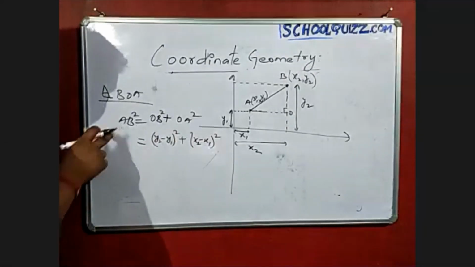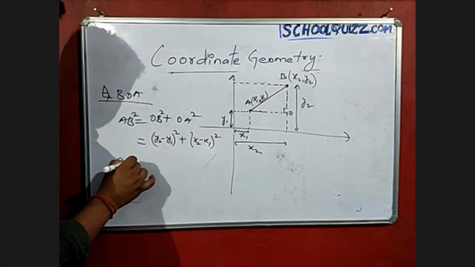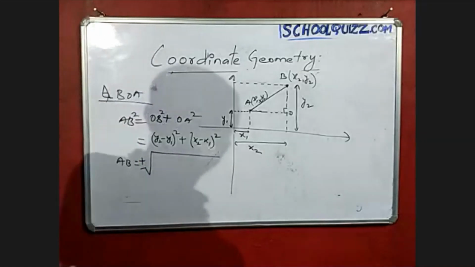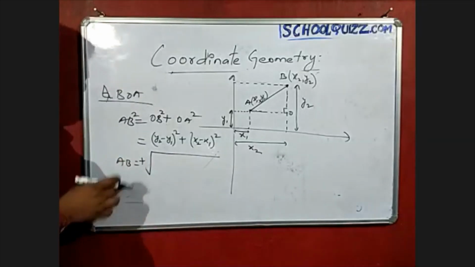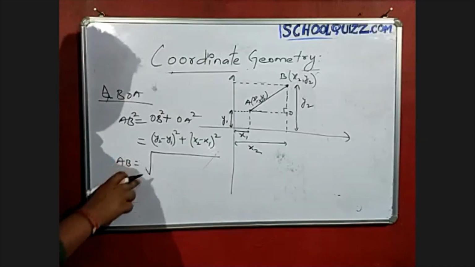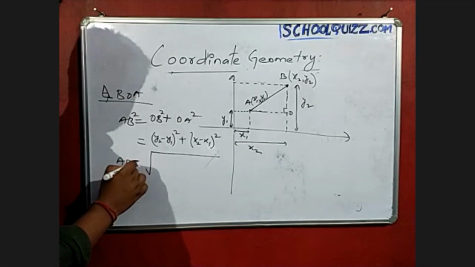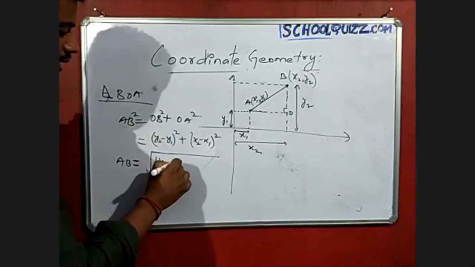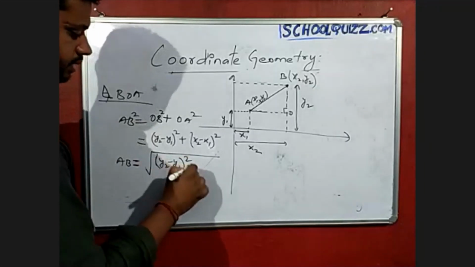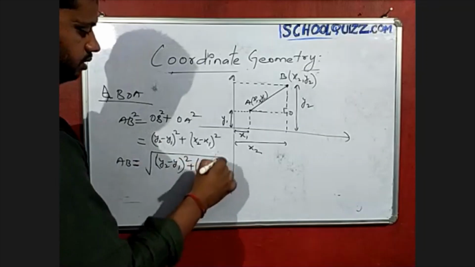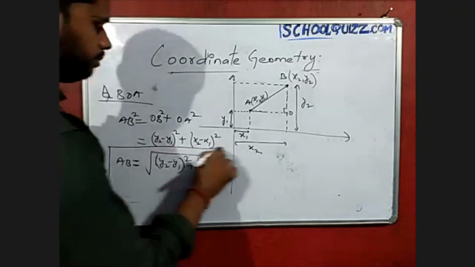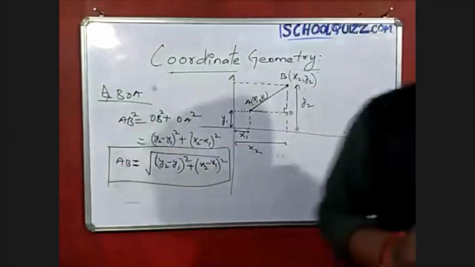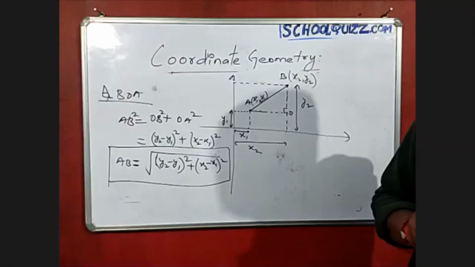Now I want AB only. AB equals under root. As we know, plus or minus will come when we remove the square, but here we are representing the distance between 2 points. Distance will never be negative, it is always positive, so we are not mentioning negative values here. So under root, y2 minus y1 whole square plus x2 minus x1 whole square. Now this is the distance formula. If they give you the coordinate system, this is how you can identify the distance between these 2 points.